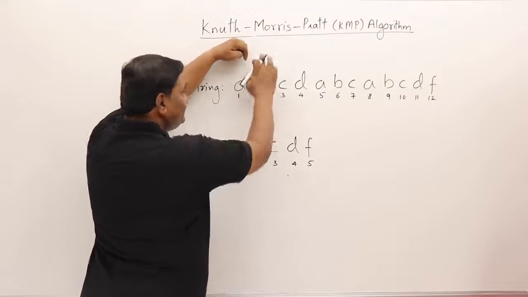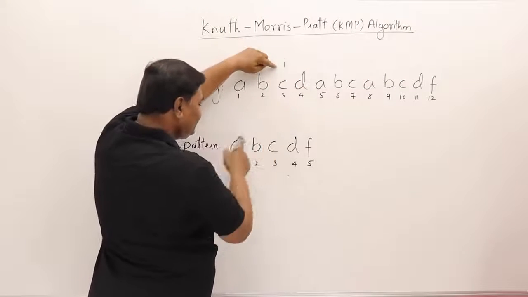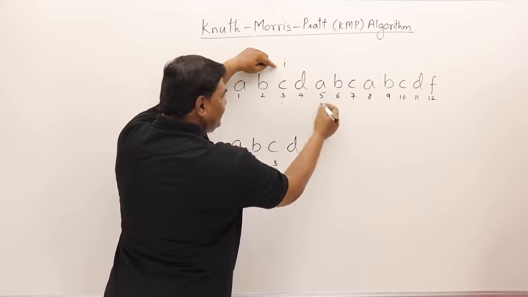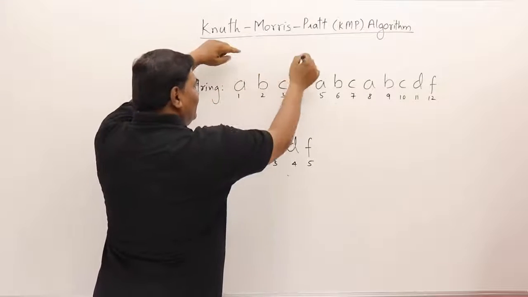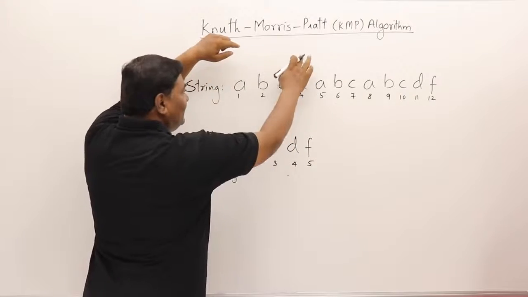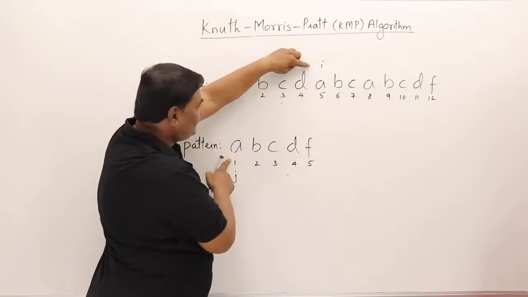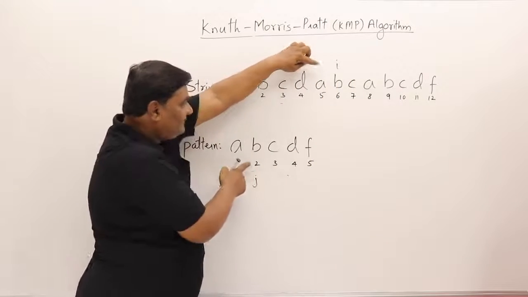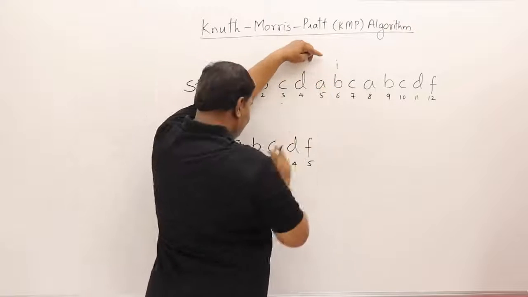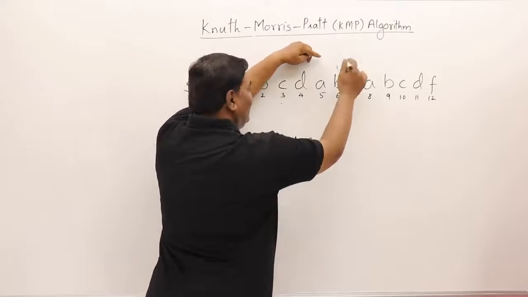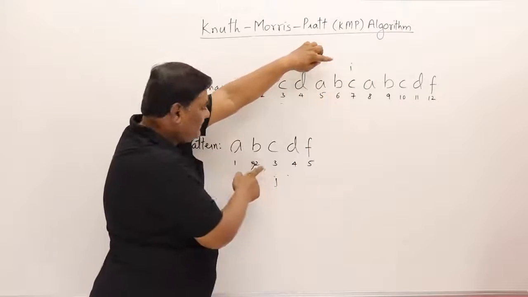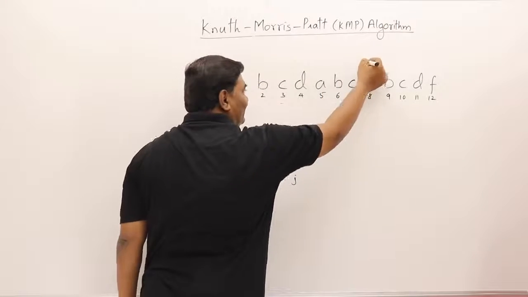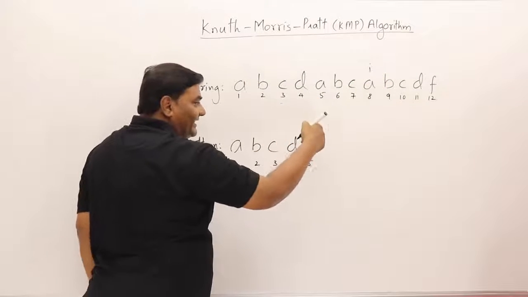There is a mismatch. So go to the next. So we'll start comparing from here. So it means we have moved the pattern from here onwards now. From here we'll be checking. So mismatch. There is a mismatch. Move I. There is a match. So move J as well as I. There is a match. Move J as well as I. There is a match. So move J as well as I. Now there is a mismatch.